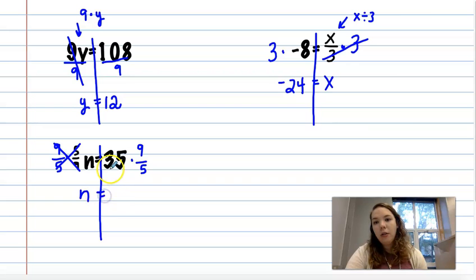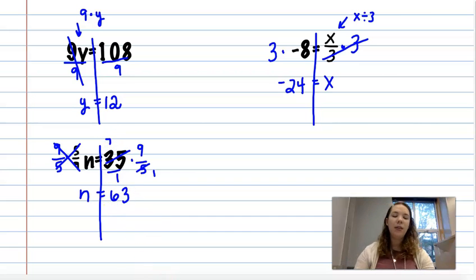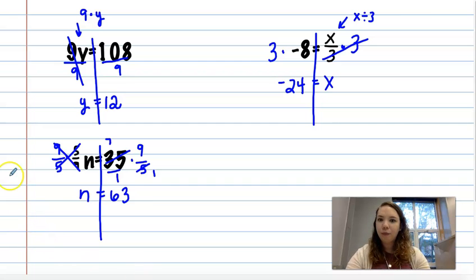And you are welcome to use a calculator. I'm going to cross simplify here. Looks like our answer would be 63. And you can check me on a calculator with that if you want. But again, I'm pretty confident that it's 63.